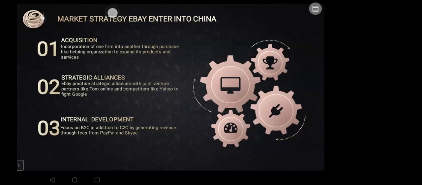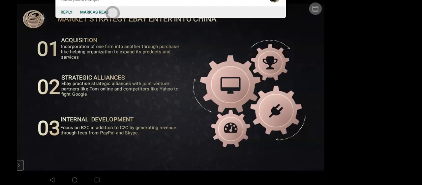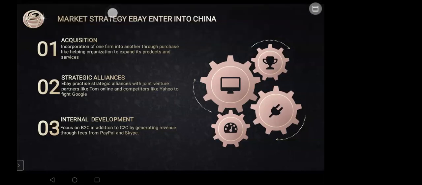And not only that, for information, eBay does C2C, customer to customer service. But in addition to that, eBay also does developments in business to customer, in addition to this C2C, so that it can generate revenues through the fees from PayPal and Skype, where the transactions are ongoing. So these are basically the marketing strategies that eBay used to enter into China.